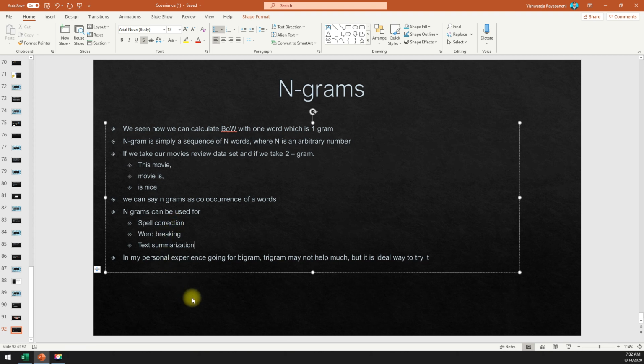In my personal experience, going for bigram, which is nothing but n equal to 2, or trigram, which is nothing but n equal to 3, may not help much. That is my personal experience, I'm not sure. But the ideal way is, when you are calculating bag of words or TF-IDF, you should try with n equal to 1 and n equal to 2.